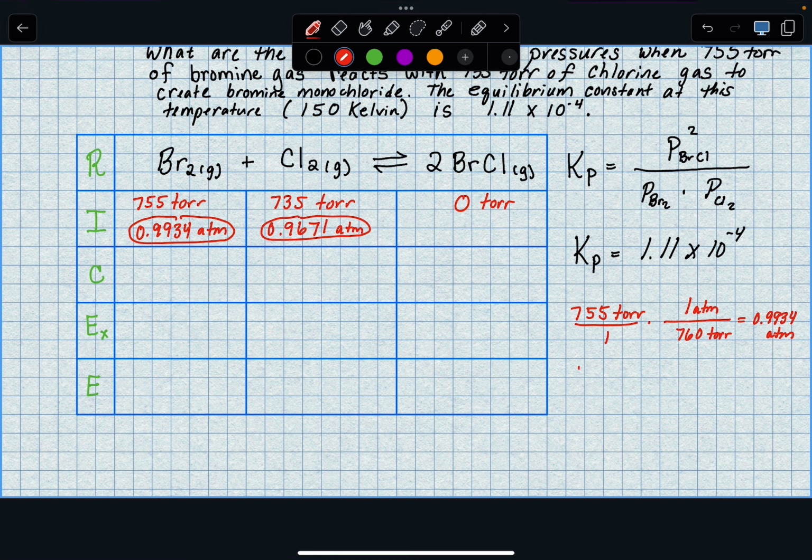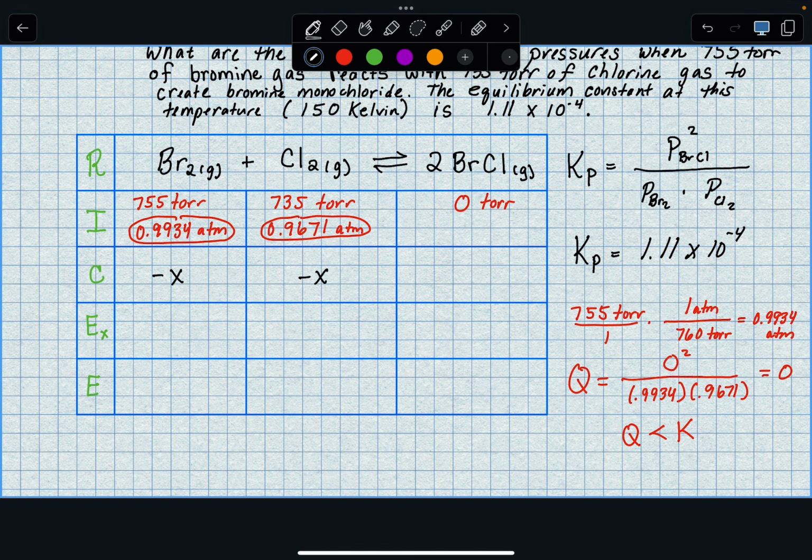0.9671 atm. All right, we could calculate a Q, and I'm going to do that just to tie in another video that I had on this Unit 7, or equilibrium topic. The numerator would be 0 squared, and then the denominator would be 0.9934 and 0.9671. In the end, though, this equals 0, and so then the Q is less than the K. Even if the K value is small, 0 is still lower.